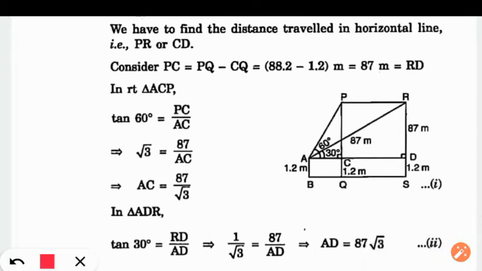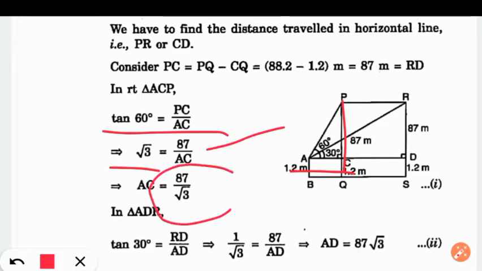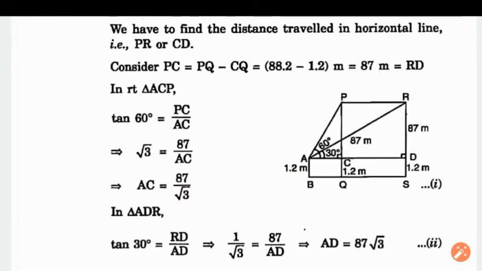Now, see, take this triangle ACP. In this triangle, this full angle is 60 degree, right? And we know what is PC, we don't know what is AC. So, which trigonometrical ratio will we use? We will use tan then. So, tan 60 degree is equal to perpendicular by base, PC by AC. Tan 60 degree is root 3, PC is 87. Now, we know what is AC, but we need to find CD, right.